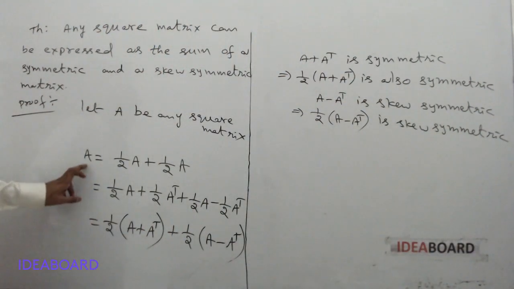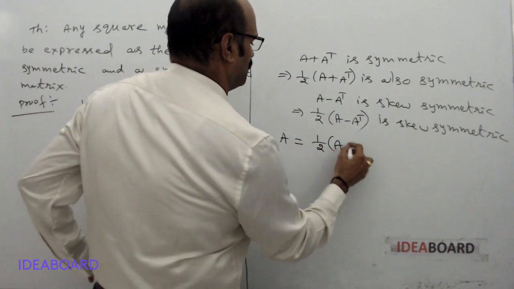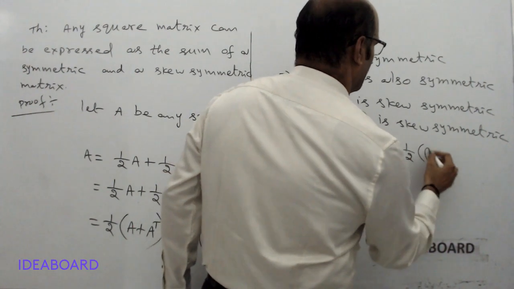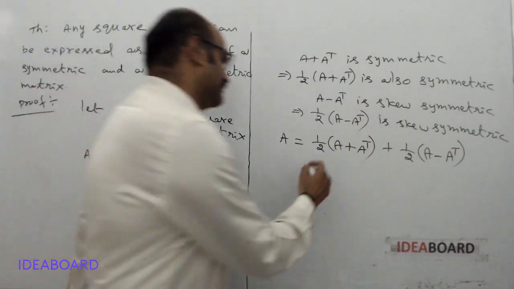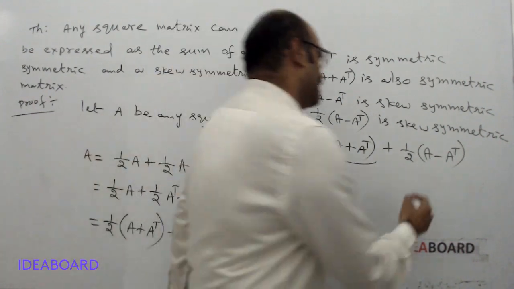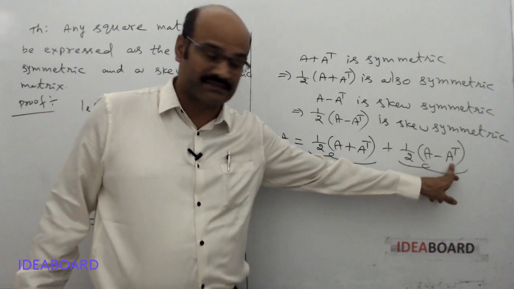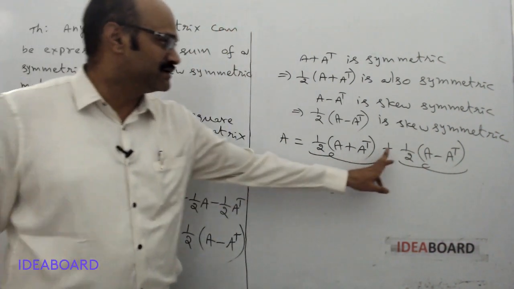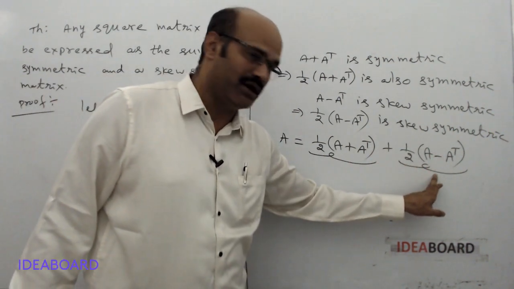So here we have A equal to half into A plus A transpose plus half into A minus A transpose. Therefore, here half into A plus A transpose is the symmetric part and half into A minus A transpose is the skew symmetric matrix. Therefore, every square matrix can be expressed as the sum of a symmetric part and a skew symmetric part.